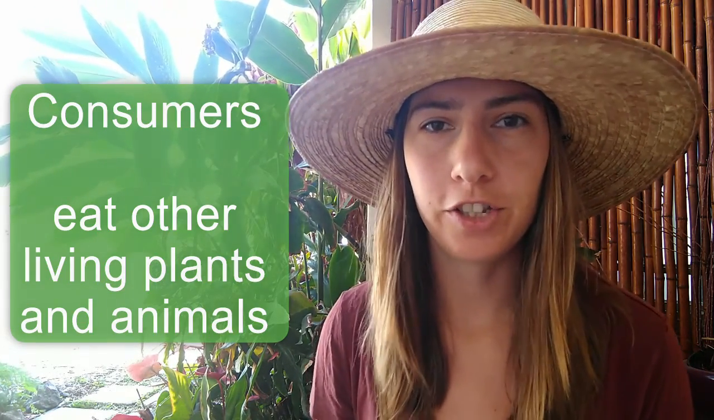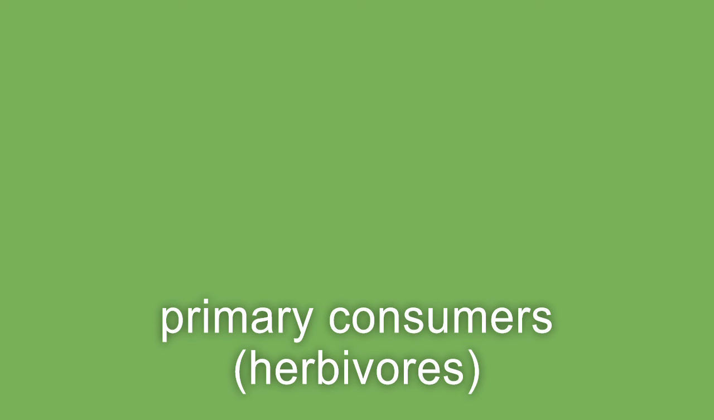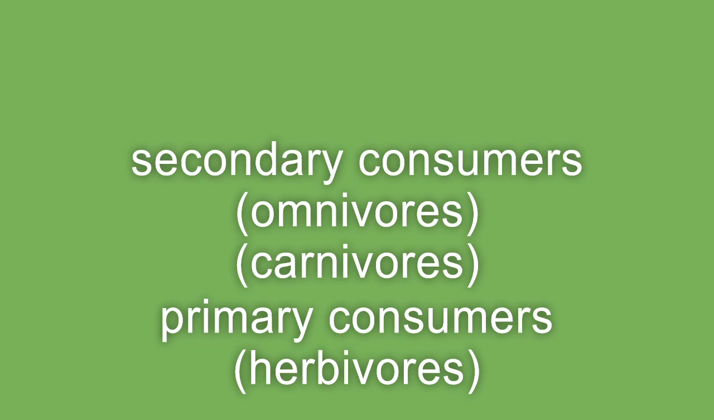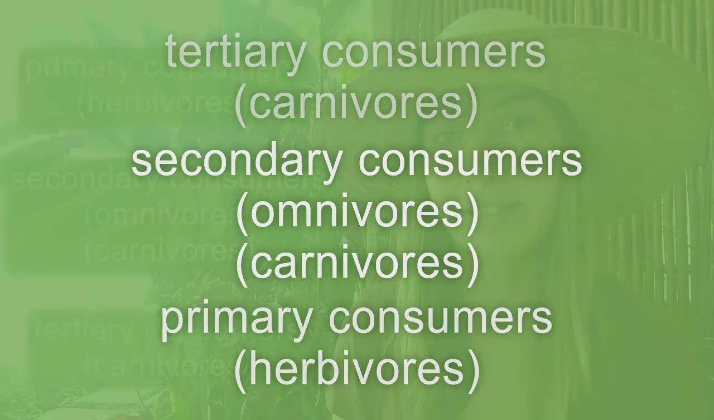And we divide our consumers into different categories based on what they eat. Our primary consumers are herbivores, meaning they only eat plants. Secondary consumers can be omnivores, meaning they eat both plants and animals, or they can be carnivores, meaning they only eat animals. But our secondary consumers eat primary consumers and producers. And last, we have our tertiary consumers, our third level of consumers. And these organisms are carnivores, and they eat other consumers.